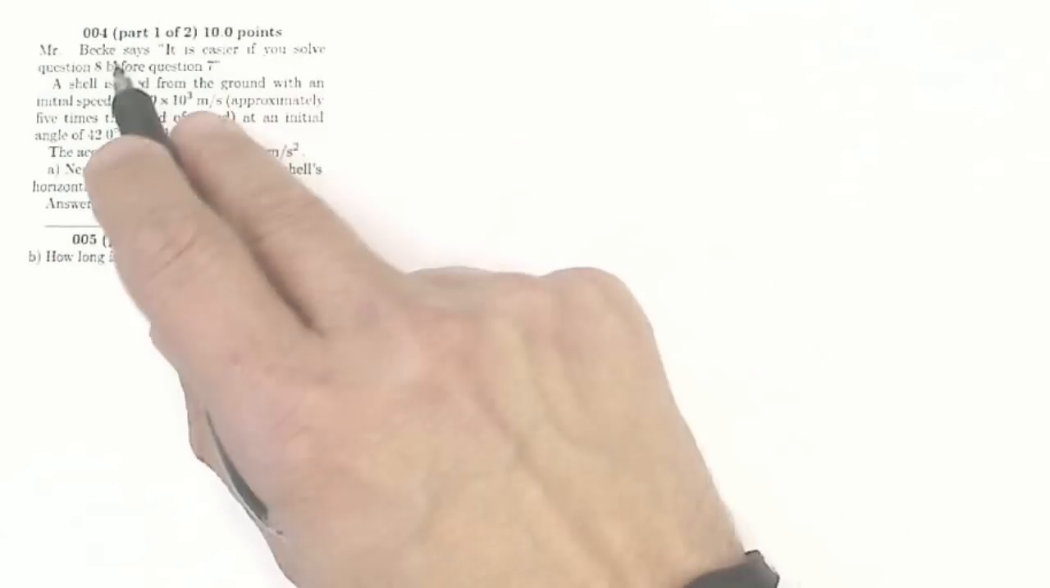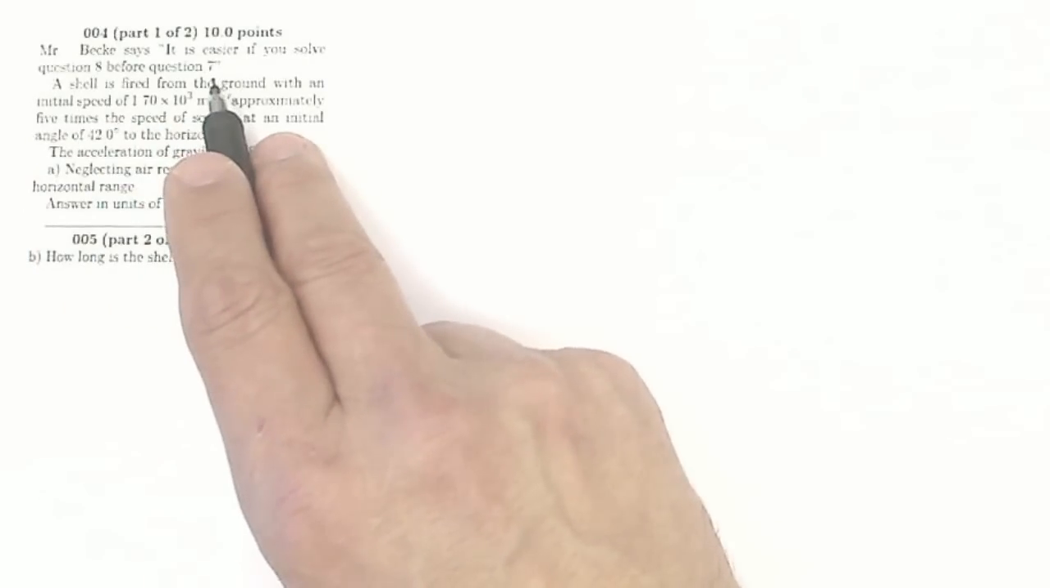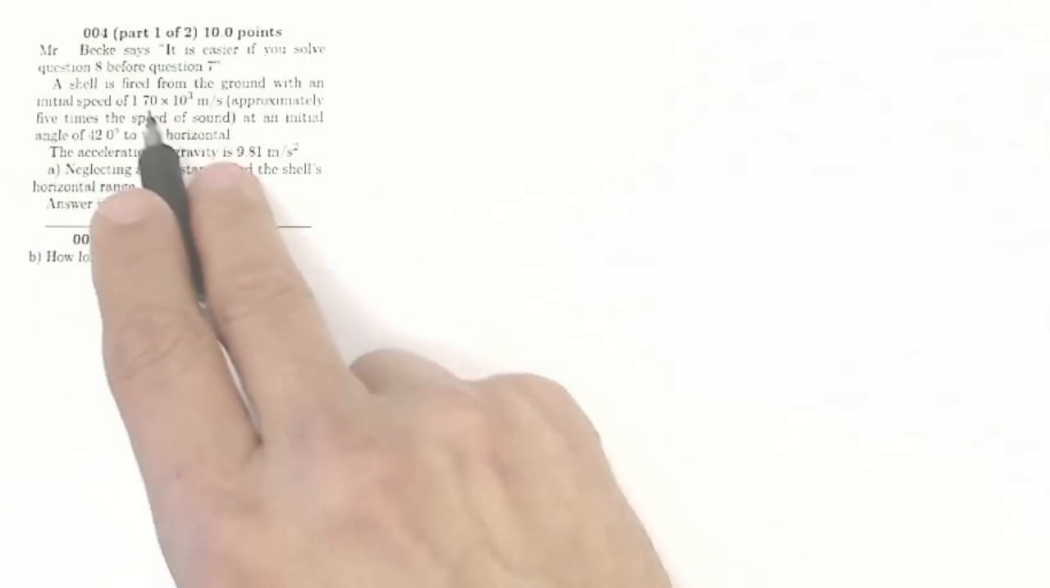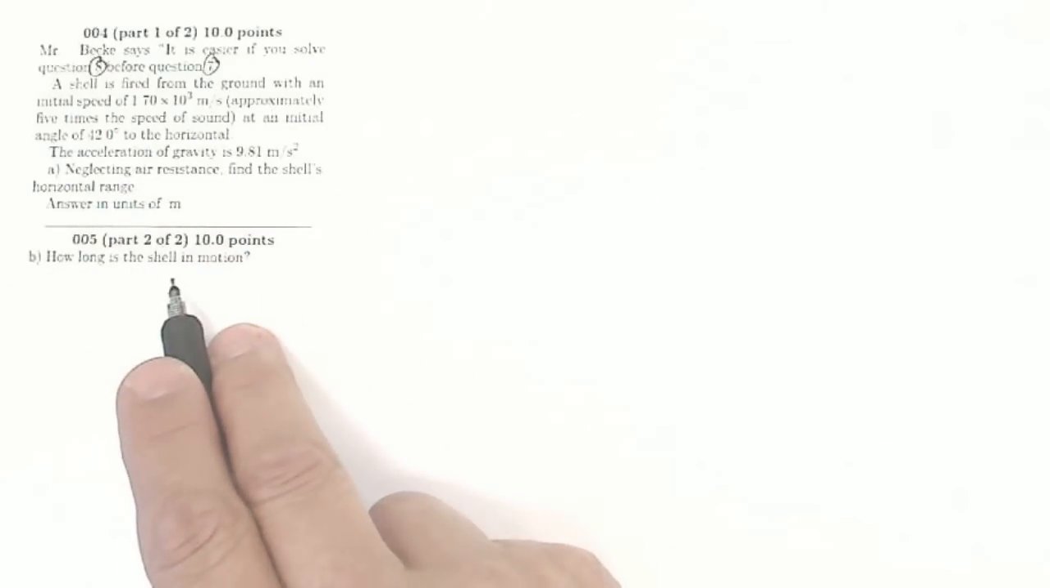I do give you a hint here. It says, Mr. Beck says, it is easier if you solve question 8 before question 7. I think I meant question 5 before you solve question 4, so ignore that 8 and 7 and make that a 5 and a 4. So if I solve this part, it might be easier to find the range if I already know the time.